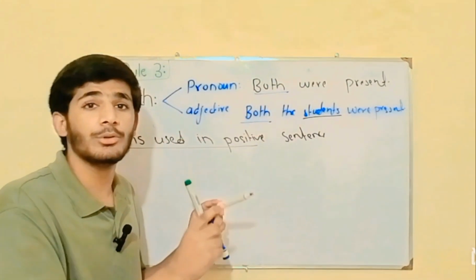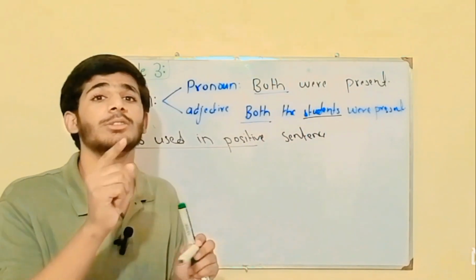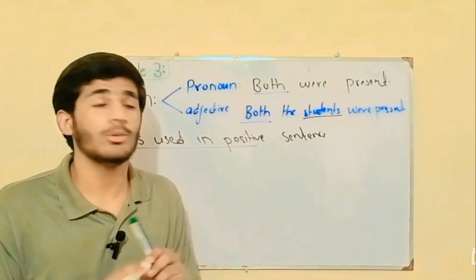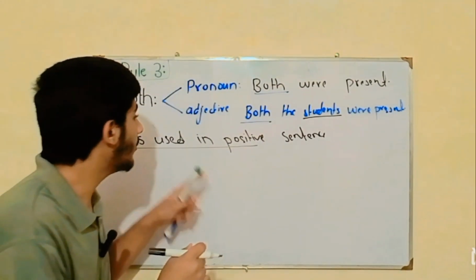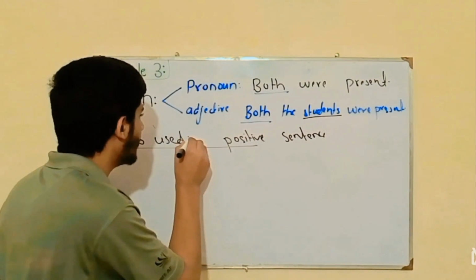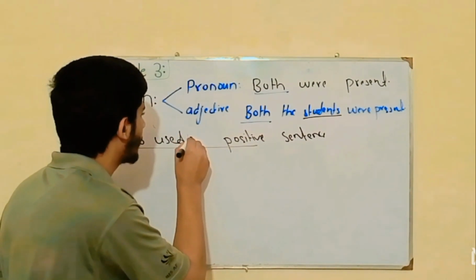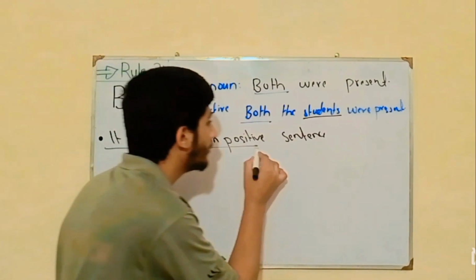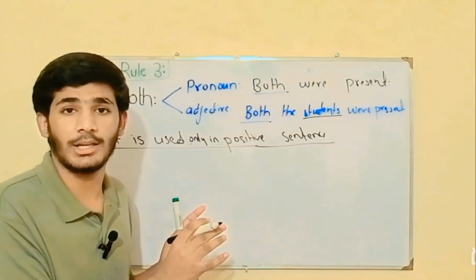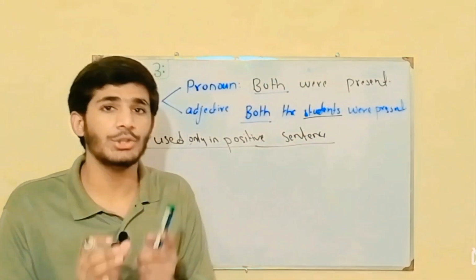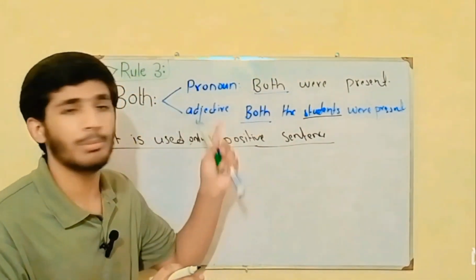So if you use both in a negative sentence, then your sentence will not be grammatically accurate. Both is used only in positive sentences. If you want to make a negative sentence, you can use neither instead of both.